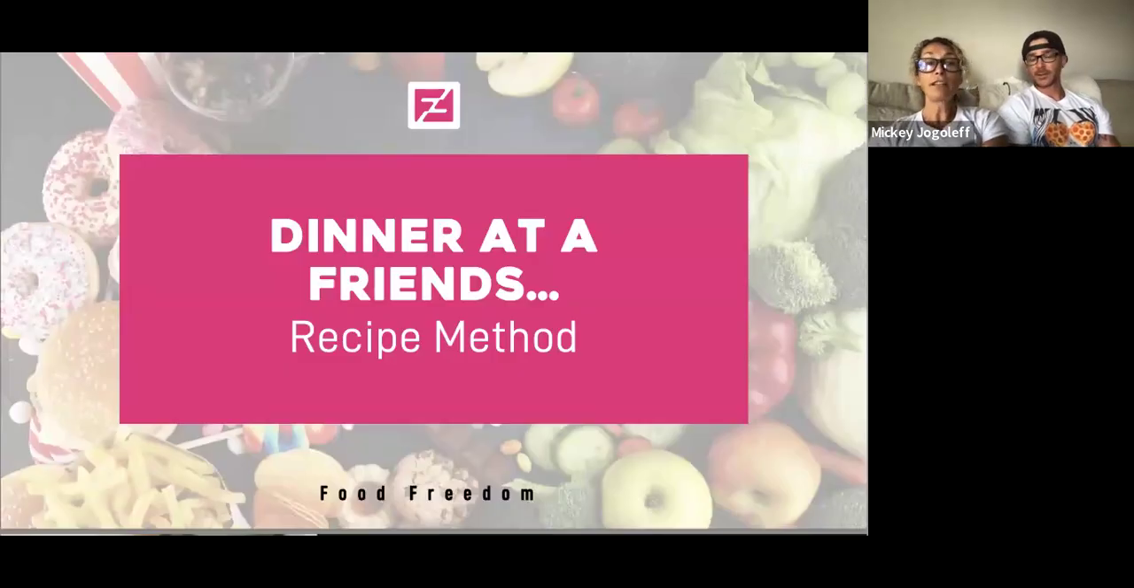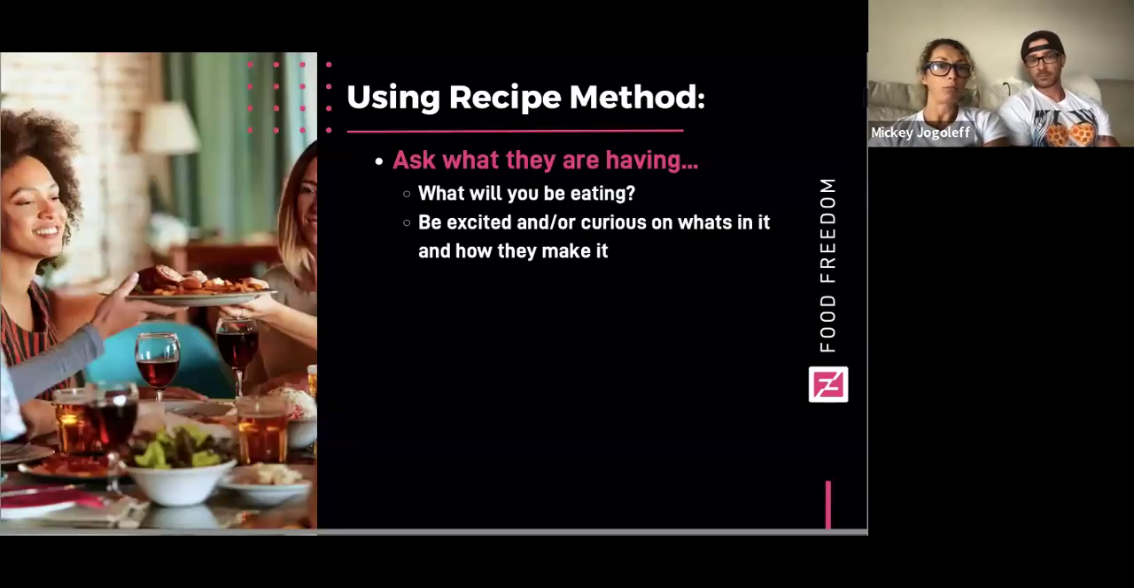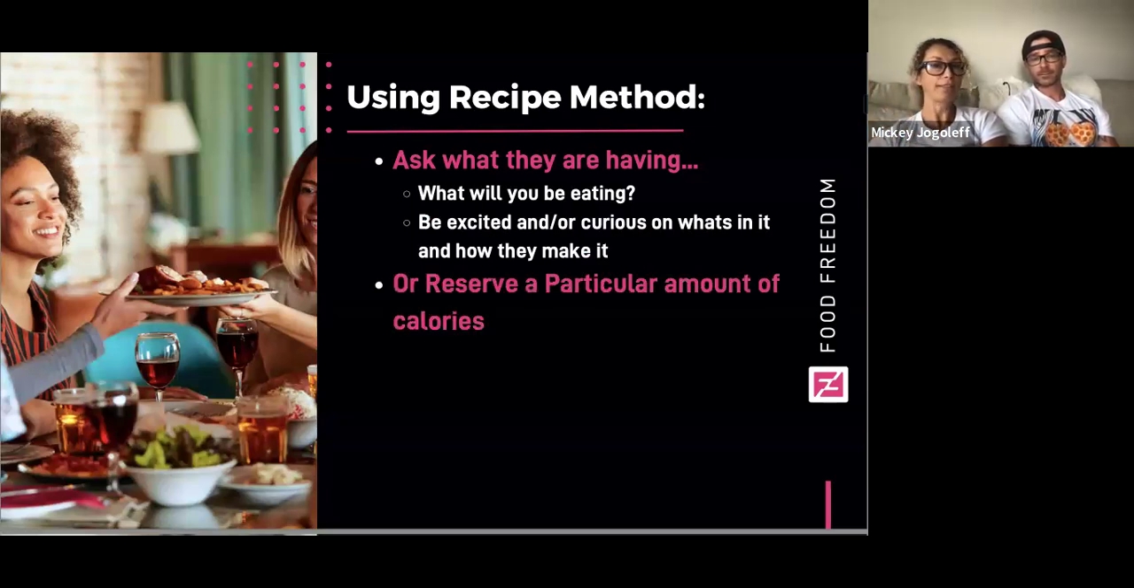Yep. So let's talk about dinner at a friend's house using the recipe method. Well, first thing, ask what they're having. Sometimes people are super excited to be like, oh my gosh, I'm so excited to make you this dish. Depending on if you're guesstimating it ahead of time or if you're reserving a particular amount of calories afterwards. But like, say, hey, I'm super excited to come over and visit with you. What are we doing for food? Do you need me to bring anything? Those types of talks. Or you can reserve a particular amount of calories, right?